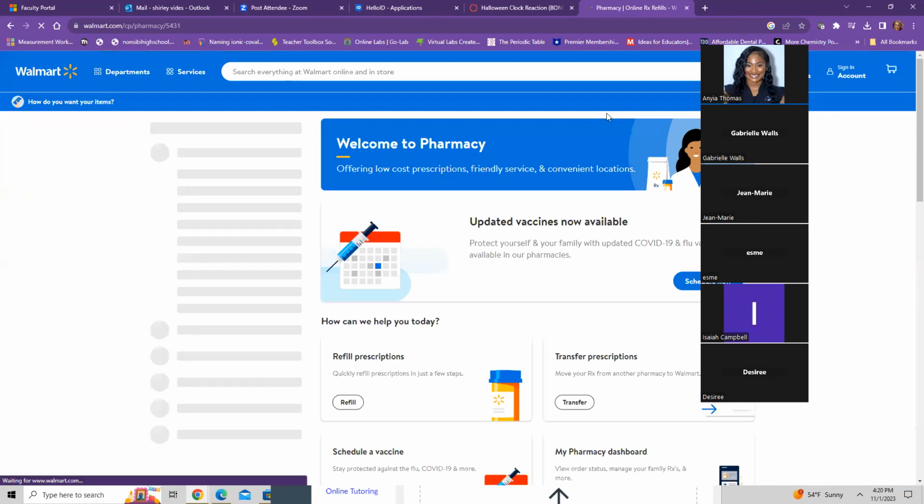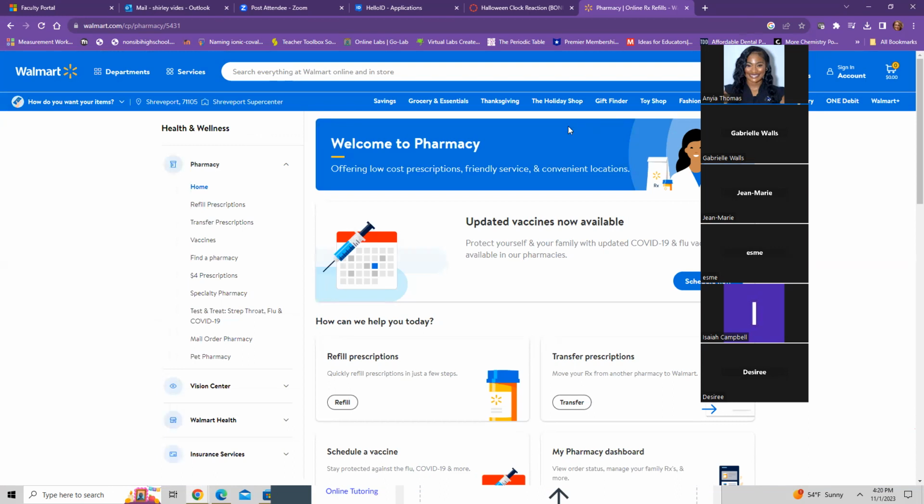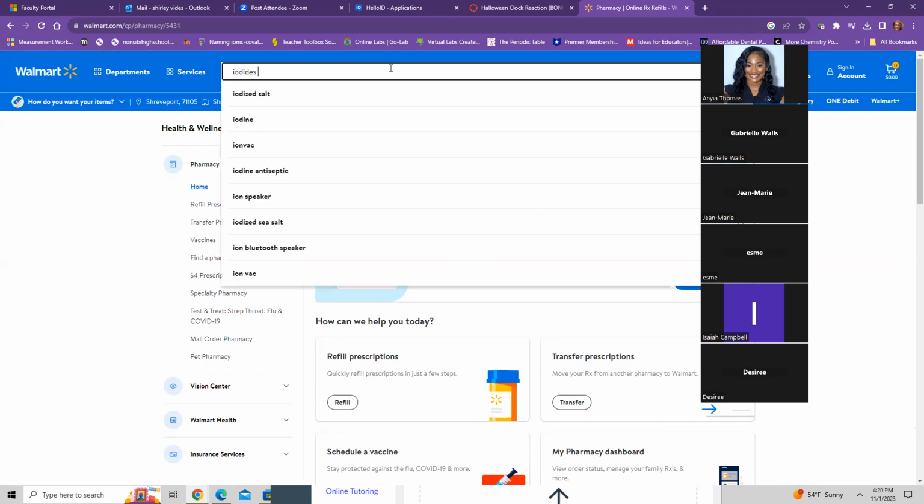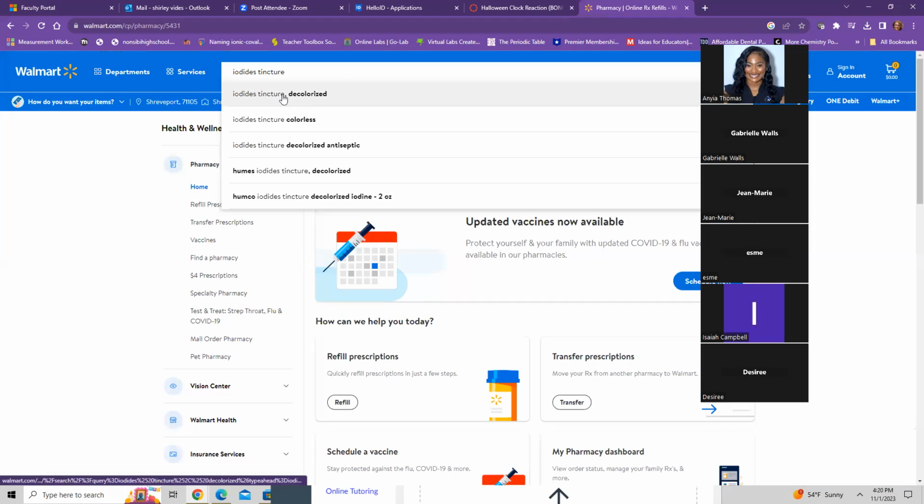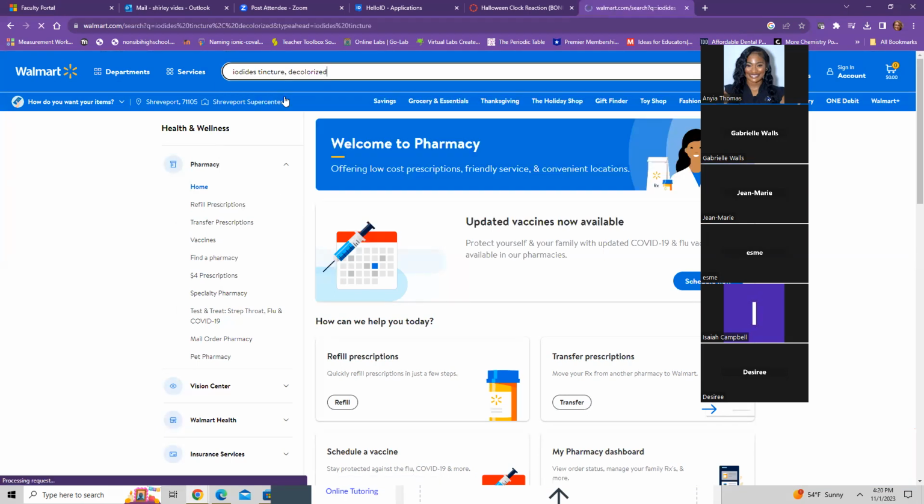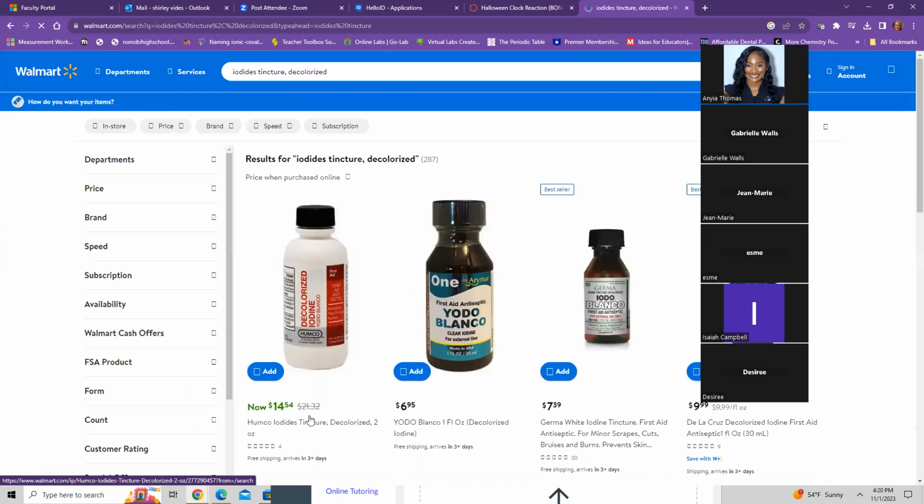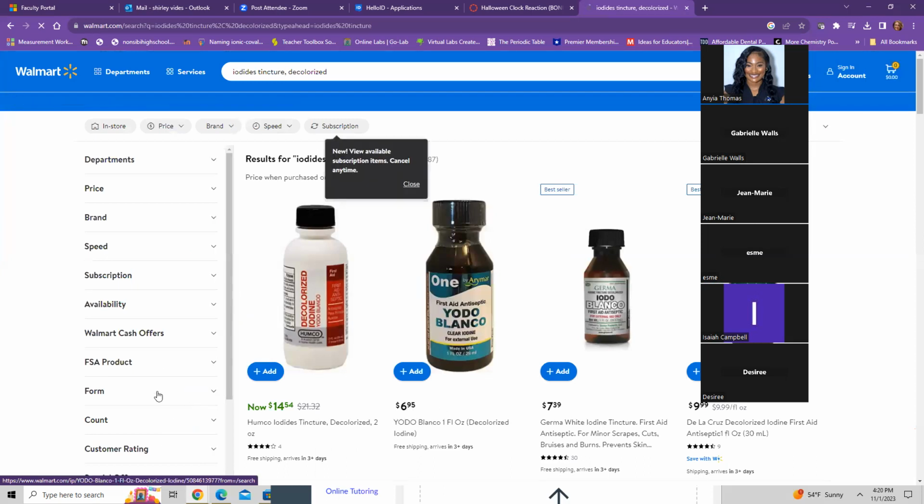If we're looking for iodine tincture, let's see, can we look for something right here? This might be the most decolorized. That's what you want. And you don't have to buy the more expensive one, obviously. You buy the $6.95 one, right?